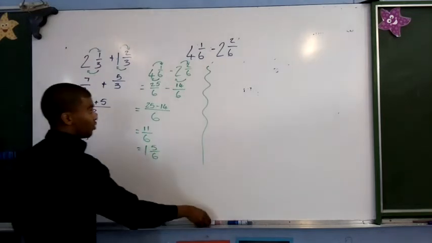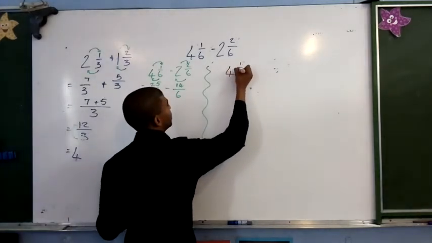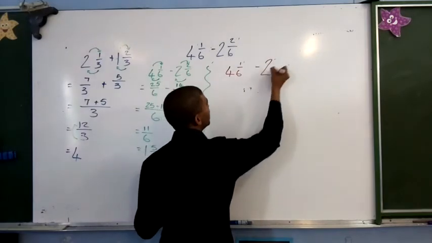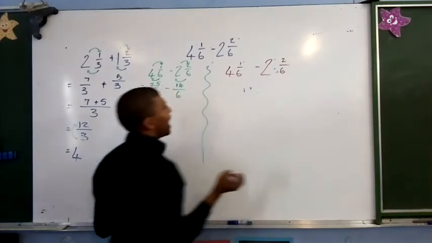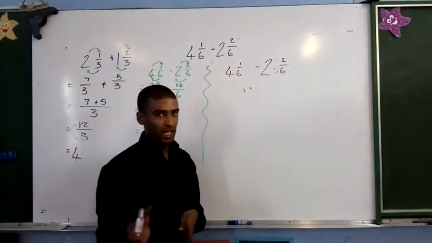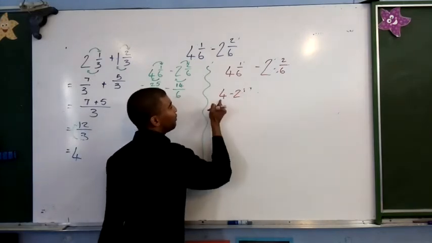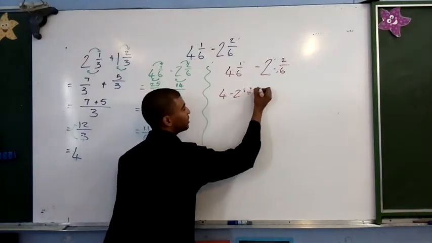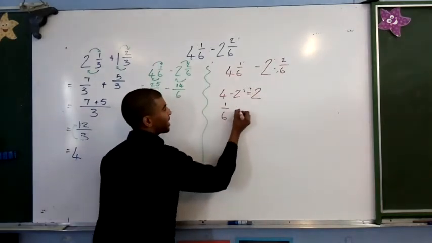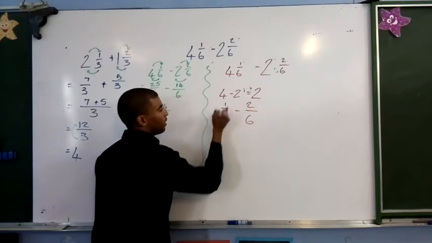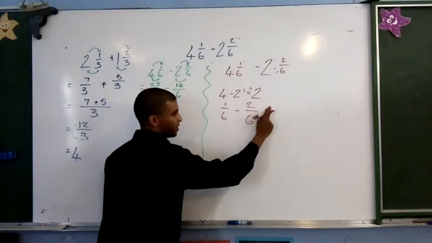Now, if I had to do it the wrong way, and this is what some of us tend to do, we take our whole numbers and subtract them from each other, and our fractions and subtract them from each other. That is perfectly fine for our whole numbers, because 4 minus 2 is equal to 2. But the problem comes in with our fractions. 1 minus 2 we can't do.